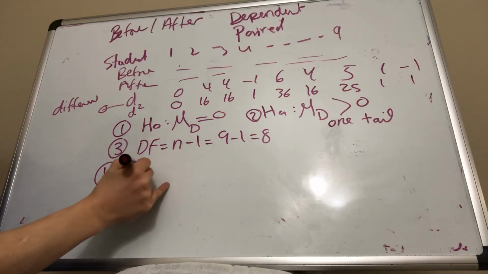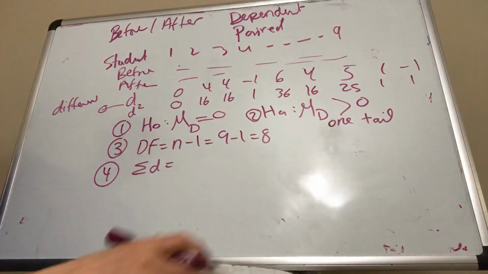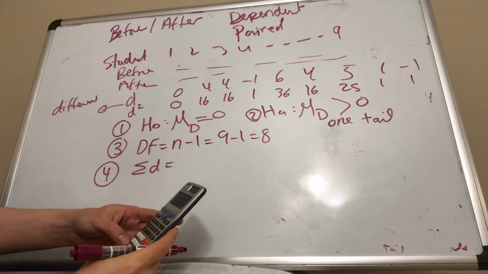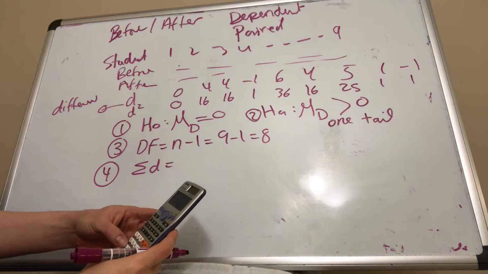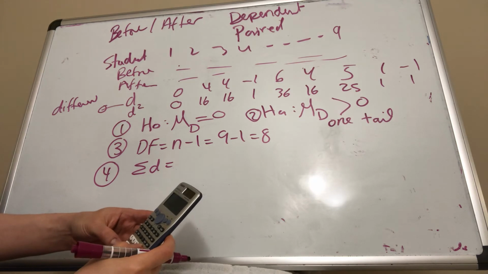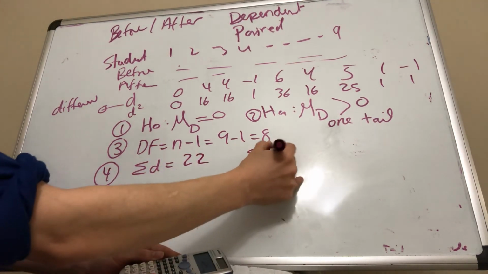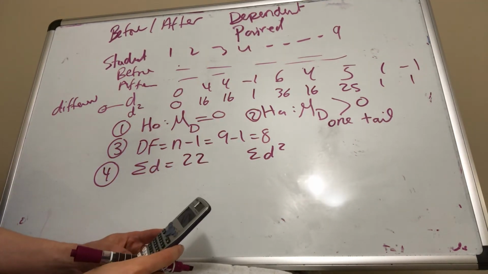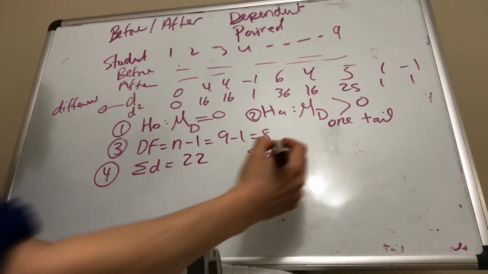Now, you find the sum of all of these. So you add them all up. So 0 plus 4 plus 4 minus 1 plus 6 plus 4 plus 5 plus 1 minus 1. That gives you 22. You also add up everything in this line. 16 plus 16 plus 1, 13, 36, 16, 25, and 1 and 1, 112.